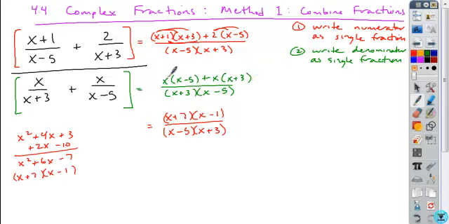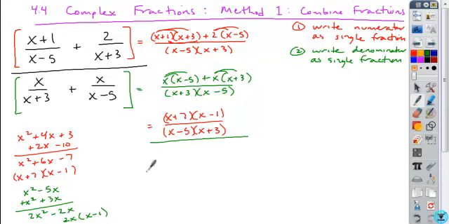Okay, so now it's just a matter of, again, distributing through. We get x squared minus 5x, distribute through. We get a plus x squared plus 3x. And so when we simplify this, we get a total of 2x squared minus 2x, which we can factor out a 2 and an x, and that leaves x minus 1. Okay, so here is our green fraction written as a single fraction. We have 2x times x minus 1 in the numerator, and then our denominator are the two factors, x plus 3 and x minus 5. Okay, so those are the first two steps.